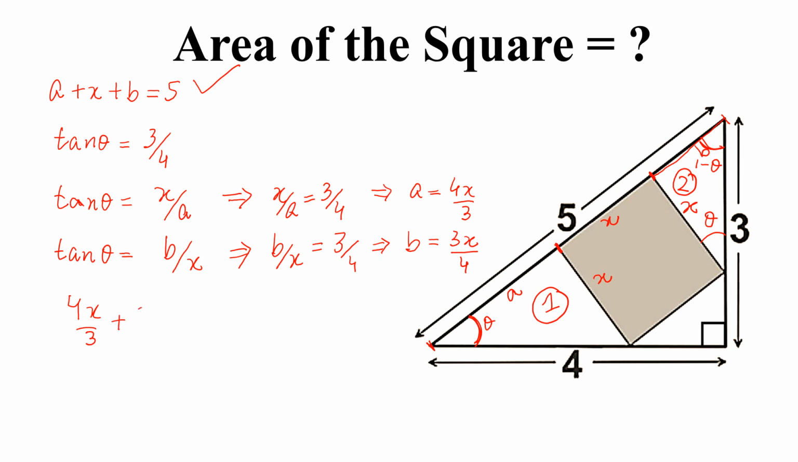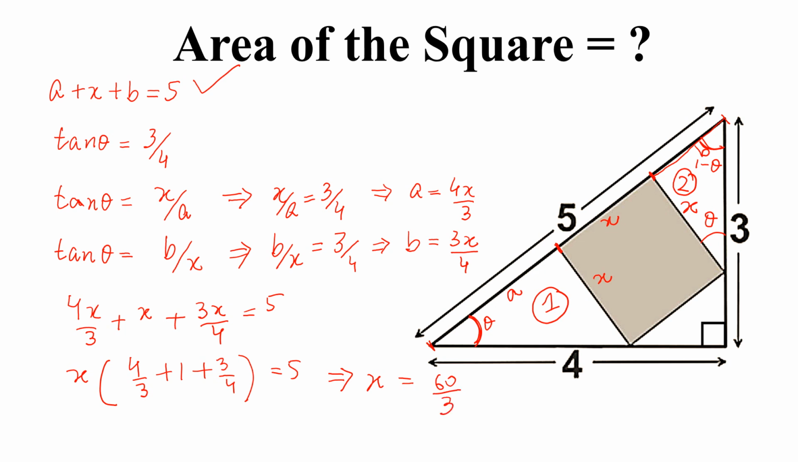Now from this equation we can write 4x by 3 plus x plus 3x by 4 equal to 5. We will take x common and we can write 4 by 3 plus 1 plus 3 by 4 equal to 5. Simplify this, we will get x equal to 60 divided by 37, and from here we can get x square equal to 3600 divided by 1369, and this is the required answer.